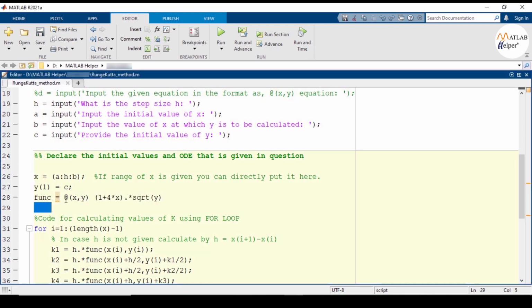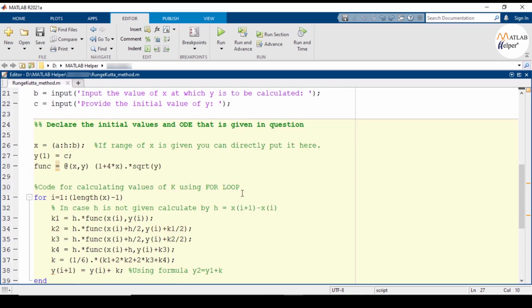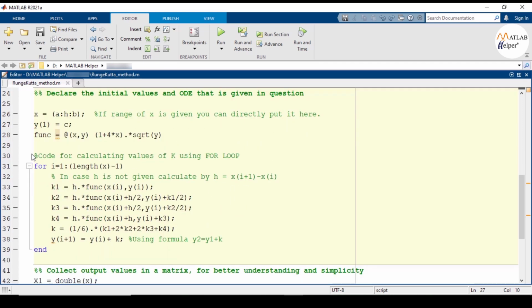So these functions that we are discussing now are called anonymous functions. This syntax must be followed to create an anonymous function, and whichever arguments you provide in here, x and y as we have given here, must be included in the equation. Now moving to the next section of code.